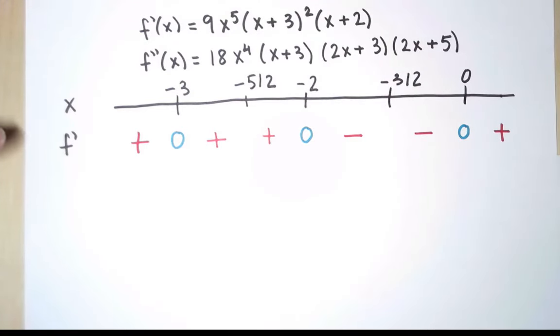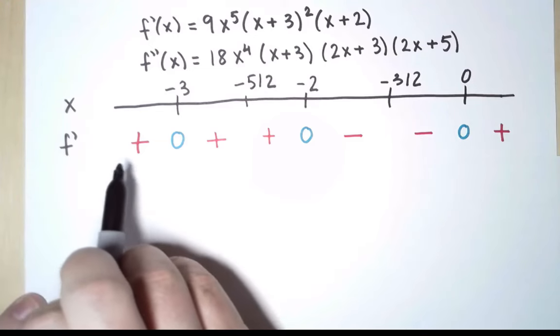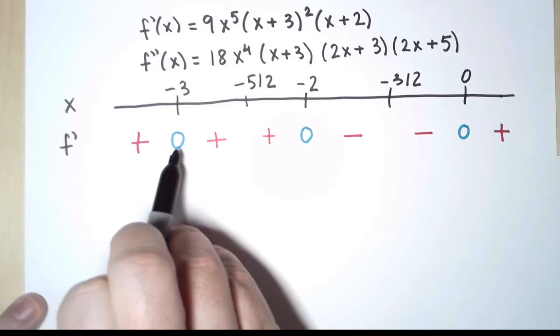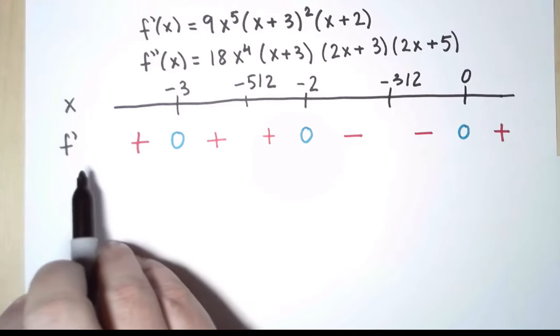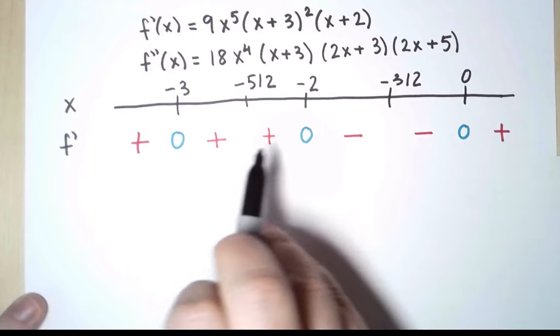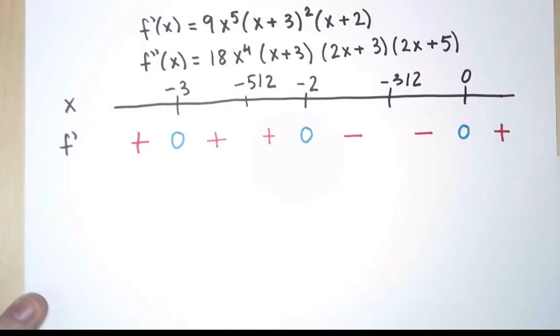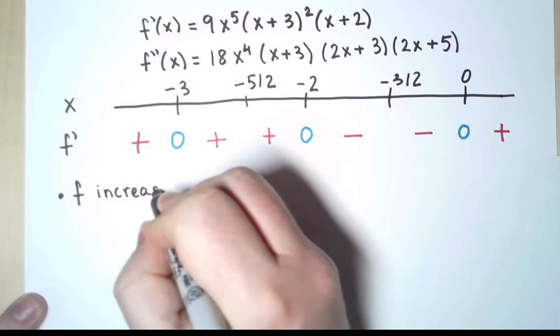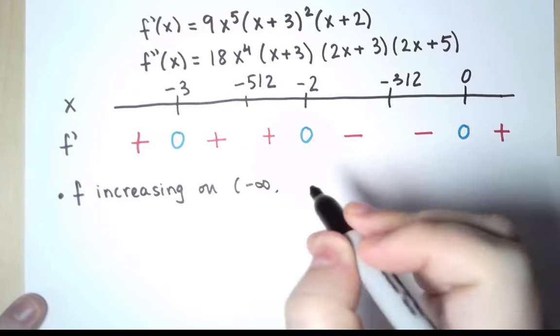Now that I know the sign of the first derivative, I can figure out the intervals of monotonicity. The first derivative is positive to minus 3, so the function is increasing. And I can include minus 3 because the function is continuous at the endpoint. So the function is increasing all the way to minus 3. And for the same reason, the function is also increasing from minus 3 to minus 2. I can put those two things together and say the function is increasing on the interval from minus infinity to minus 2, including minus 2.